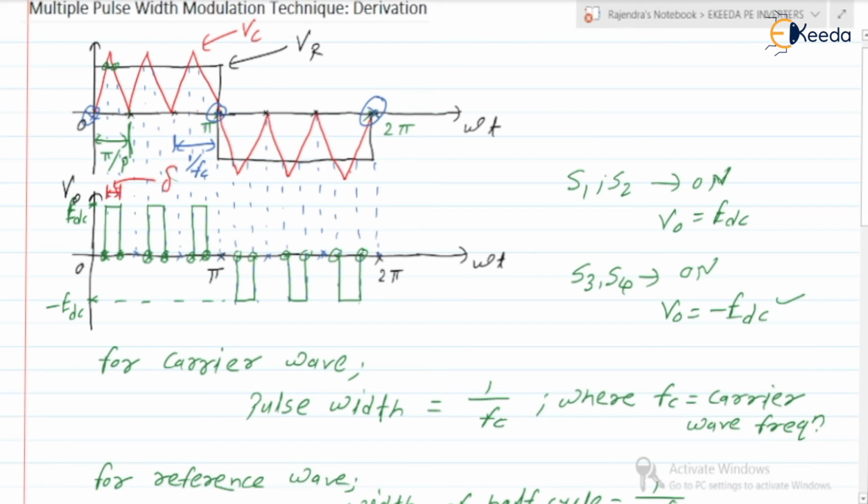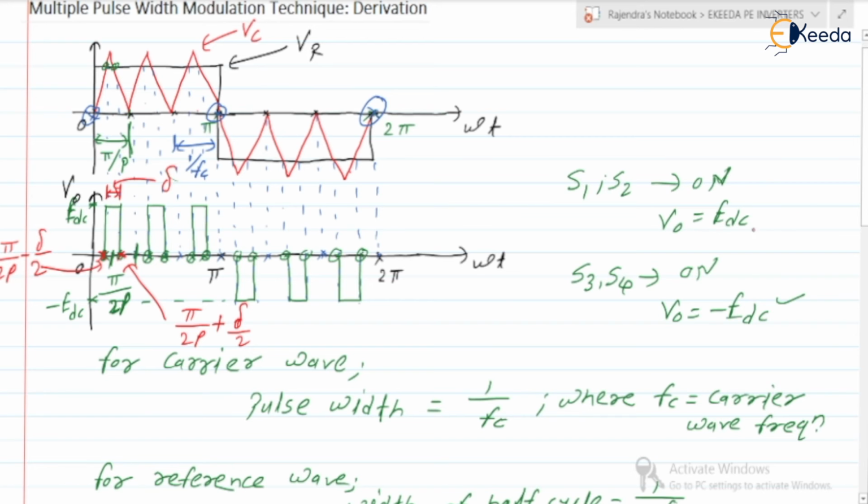Yes, so it is pi by P. And this pulse width is delta. If this is pi by P, from here to here indicates pi by P. So can we say that this center point is pi by 2P? If the center point is pi by 2P, then this point is pi by 2P minus delta by 2, and this point is pi by 2P plus delta by 2. Is this clear? So the pulse runs from pi by 2P minus delta by 2 to pi by 2P plus delta by 2.